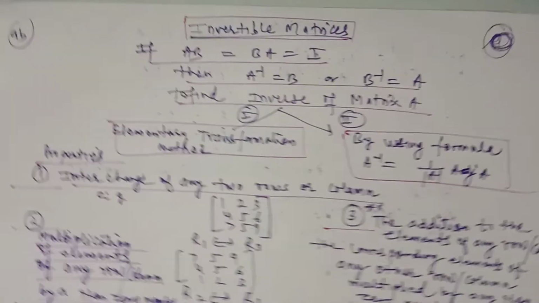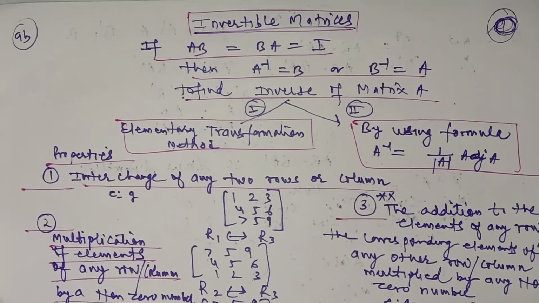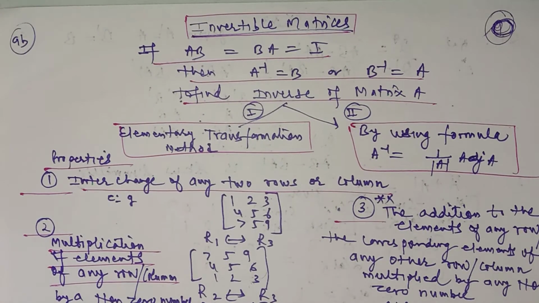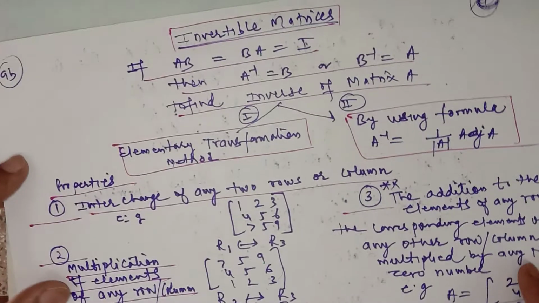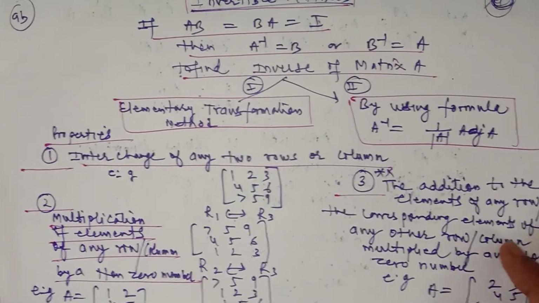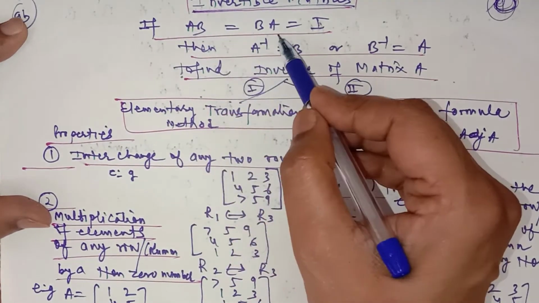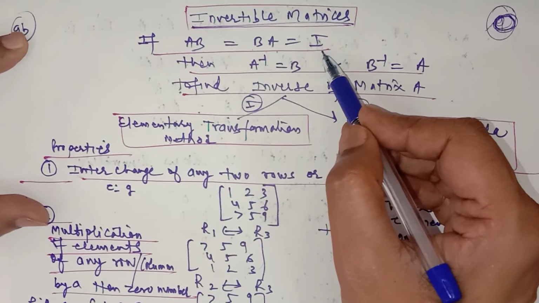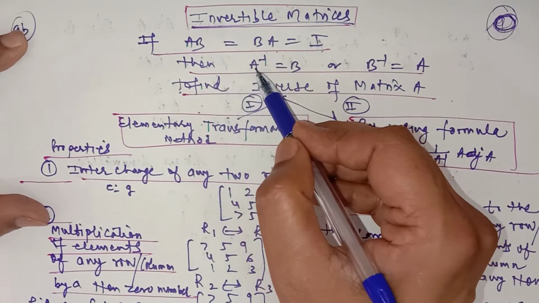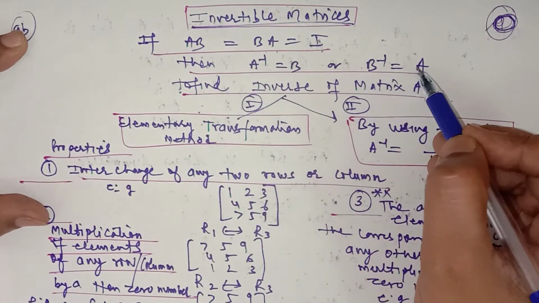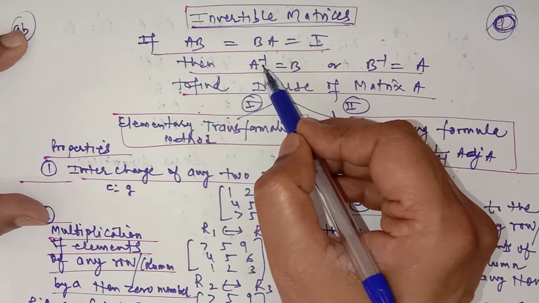Now after that we have a very important topic of invertible matrices. What is an invertible matrix? If we have two matrices, let us say A and B, and the product of these two matrices, A into B equal to B into A, comes out to be the identity matrix I, then we can say that A inverse is equal to B, or B inverse is equal to A.